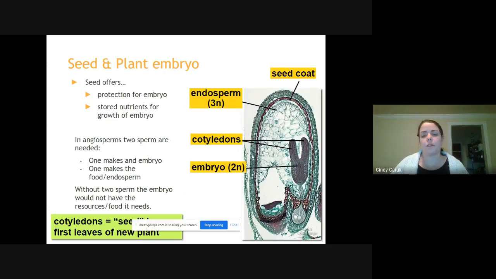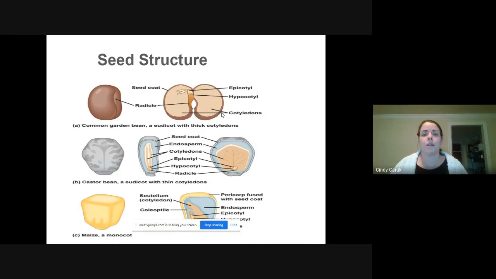And oops, I forgot to mention something. You can see where the micropyle was. So in an angiosperm, two sperms are needed, one for the embryo, one for the food, the endosperm. Otherwise, if you don't have that, this endosperm won't form, and that seed will not survive. So here we have our seed structure.